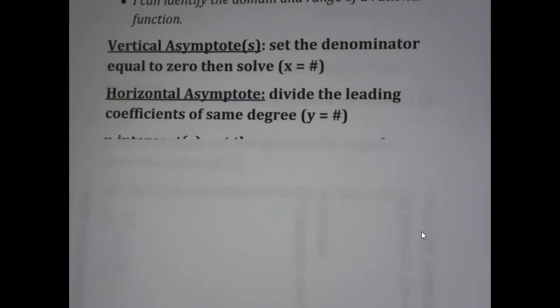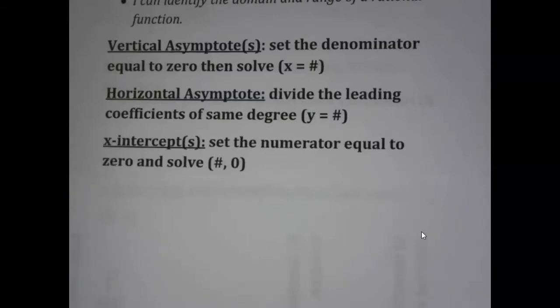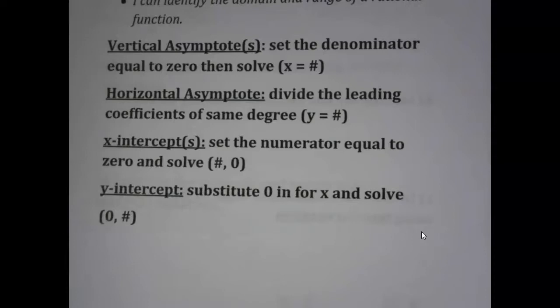Then we want to locate the x-intercepts. To do that, we set the numerator equal to 0 and solve. So you will get a number and then 0. Those are always written as a point versus the other two that we just talked about that are written as equations. And then, of course, the y-intercept, where you substitute 0 in for x and solve. That's also written as a point. 0 would be the x-coordinate, and the number would be the y-coordinate.